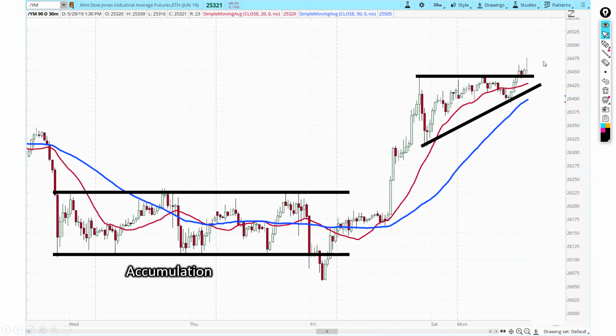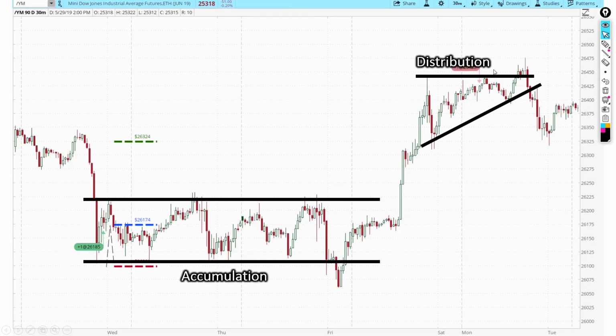What happened next is that price starts to close below this resistance, and this is actually a very good sell signal. And then price starts to go down. So we can call that a distribution stage.